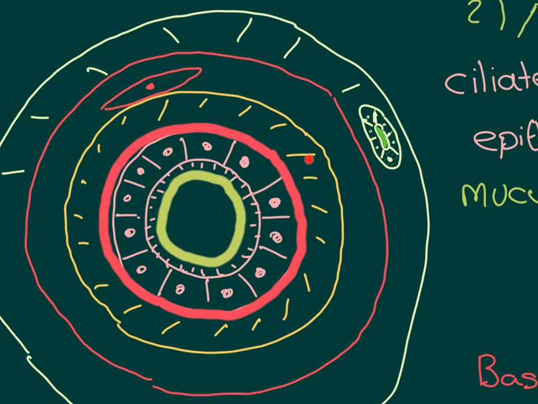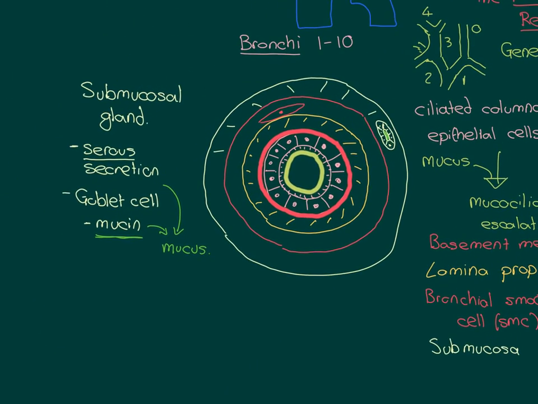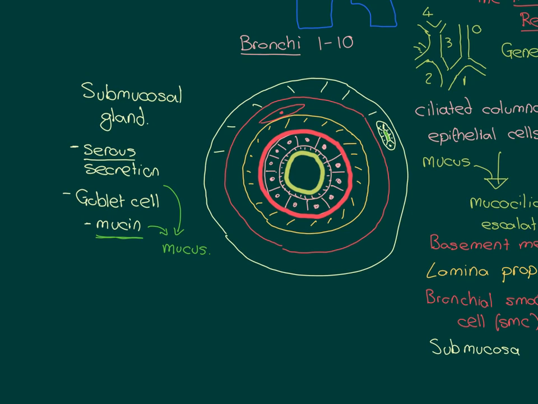They will penetrate through the other layers, and then they'll open up onto the respiratory epithelium, and therefore the mucus that's produced in these submucosal glands will be deposited onto the surface of the epithelium of the bronchus, and there's where the mucus for the mucociliary escalator is actually going to come from. Okay, so that's what the submucosal glands are for.